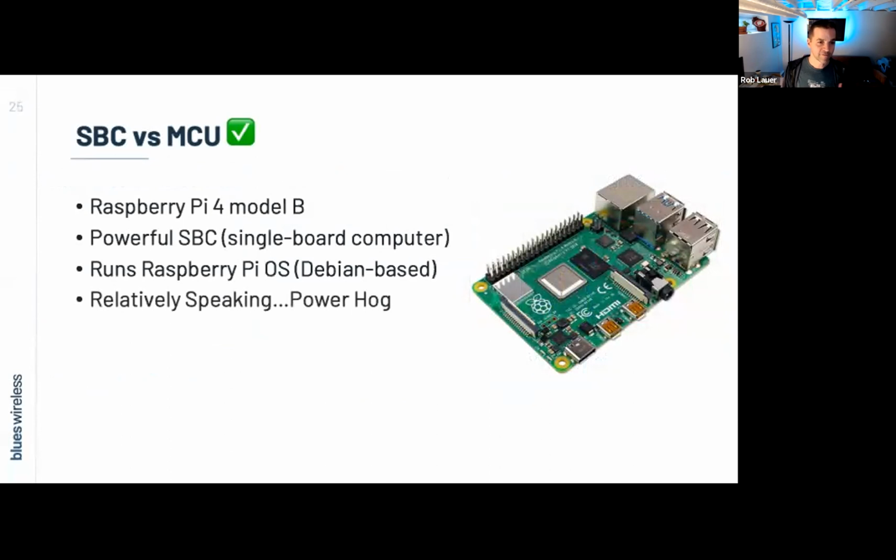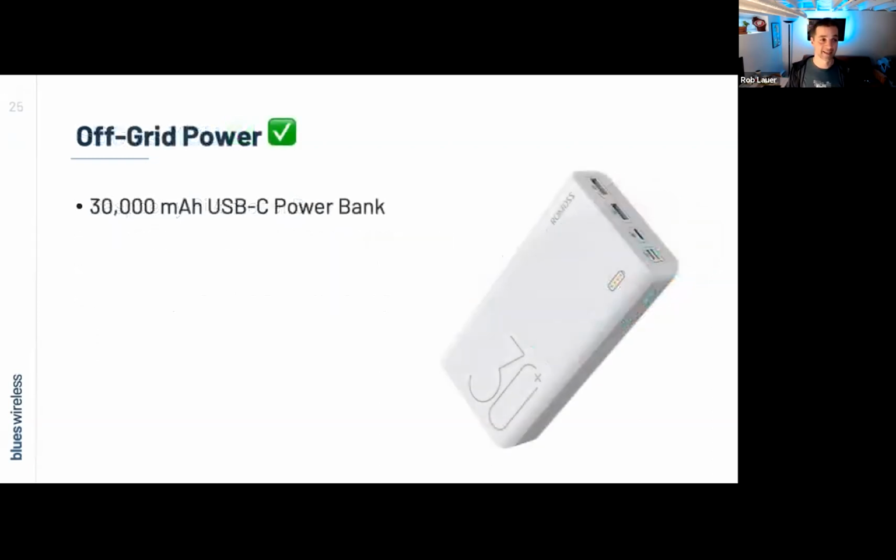So I started to feel a little more comfortable about the ML part of the project. And next, per the title of the talk, of course, I did decide on the Raspberry Pi 4 Model B. If you're familiar with the Raspberry Pi ecosystem, you'll know the 4 is the most powerful model available right now. It does run Raspberry Pi OS, which is based on Debian, a flavor of Linux, but it is kind of a power hog. So using it in off-grid settings can be kind of tricky.